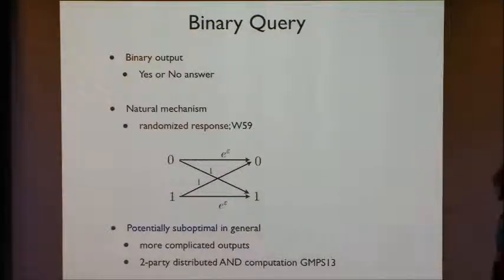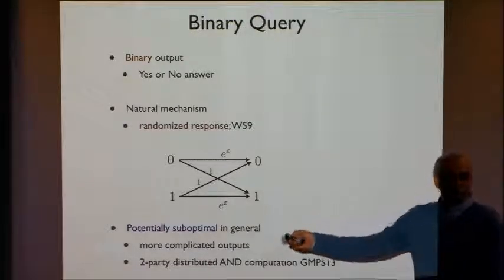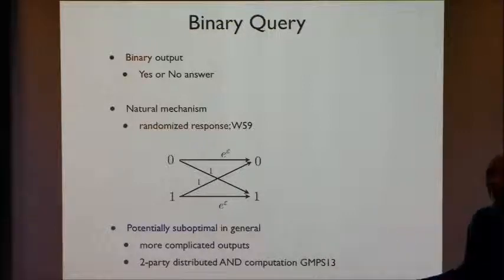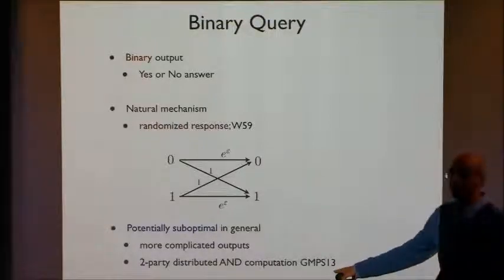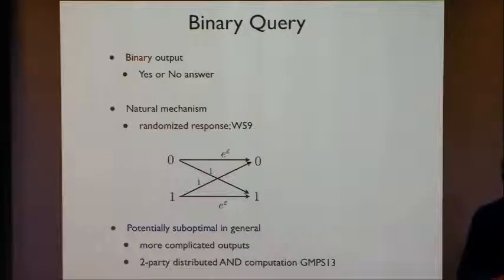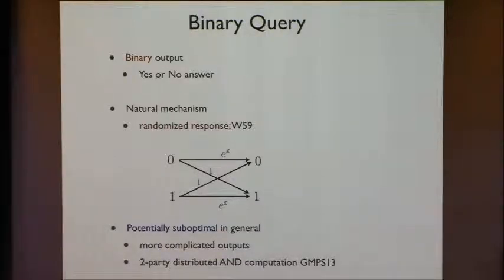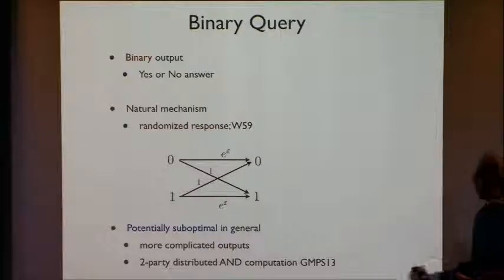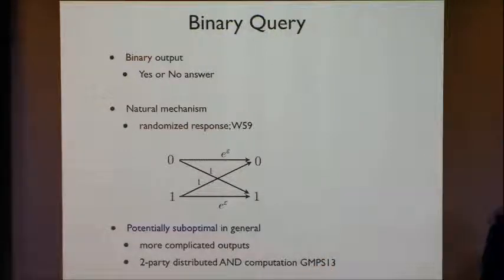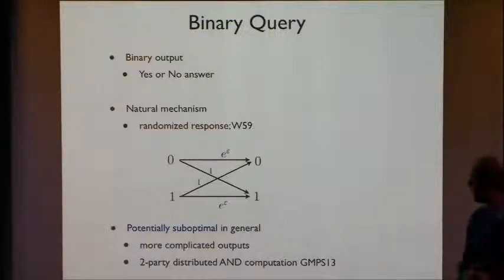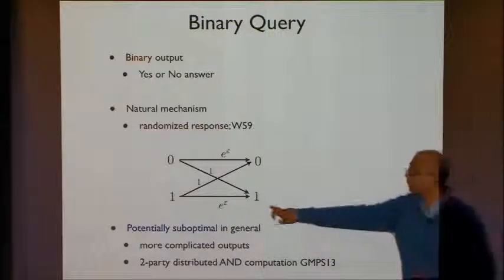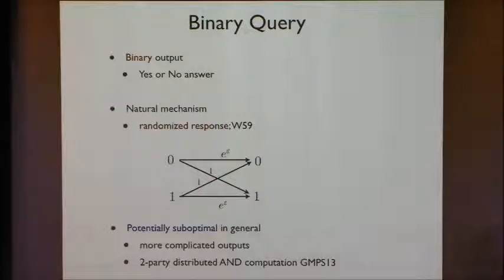It's potentially suboptimal in general. This looks reasonable, but it could be suboptimal. In general, even for the binary input, you might need more complicated things. For example, in the two-party work, Ilya is here, they needed an extra label S in their protocol. So maybe you're missing something.